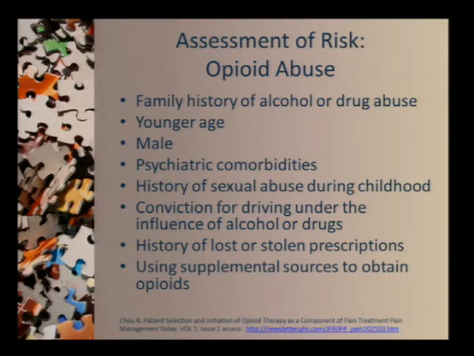Other factors to look at: a family history of alcohol or drug abuse, that's probably the second most predictive factor. A younger age, male gender, psychiatric comorbidities, and history of sexual abuse during childhood all raise risk. Also conviction for driving under the influence, history of lost or stolen prescriptions, and using supplemental sources to obtain opioids. I think all those kind of go back towards just the history of personal abuse.